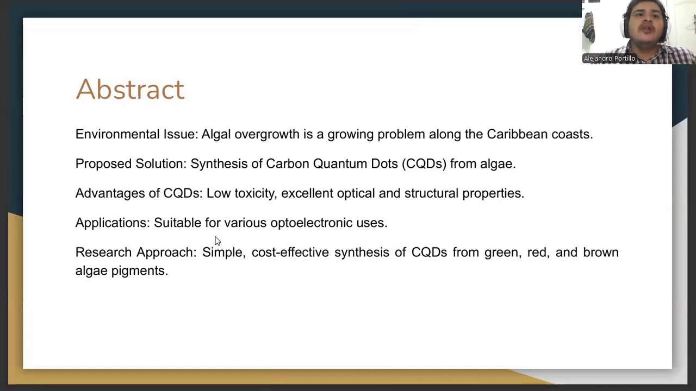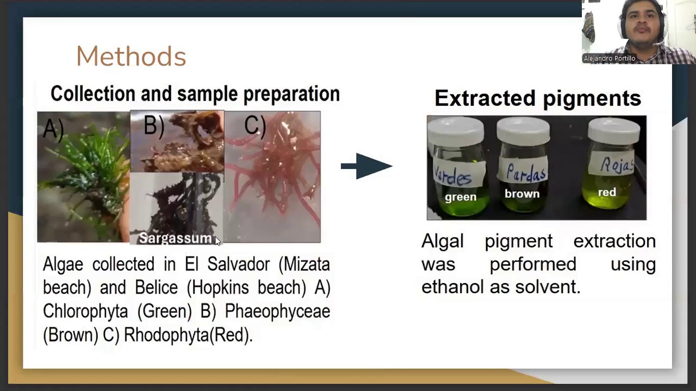A possible strategy to address this problem is the synthesis of algae-based carbon quantum dots. The low toxicity and exceptional optical and structural properties of CQDs make them suitable for diverse optoelectronic applications. In this work, we performed a straightforward and cost-effective approach to synthesize CQDs from green, brown, and red algae samples taken from Misata Beach in El Salvador and Sargassum taken from Hopkins Beach in Belize.